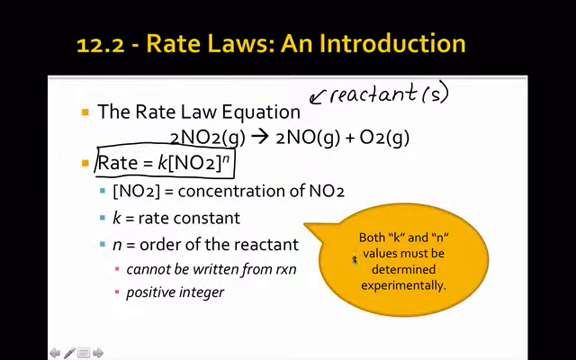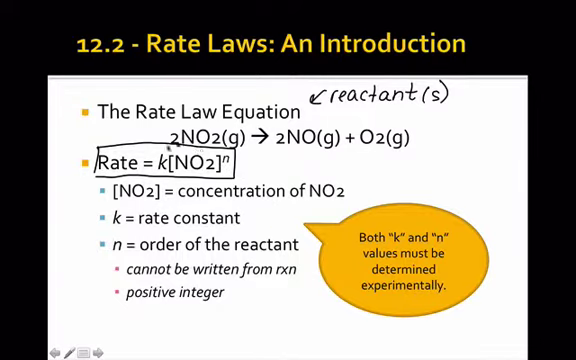k and n have to be determined experimentally, so it's not something that you can just look up in a table. It's something where you have to use data and figure out what it is. n cannot be written from the reaction. So just because there's a 2 in front of the NO2 here does not mean that the n here is 2. It could be a 1, it could be a 3. It is going to be a positive integer, but you don't know what that is without looking at some data.